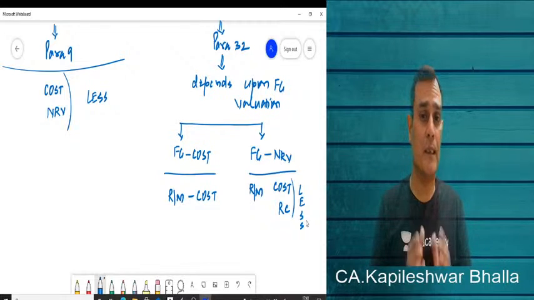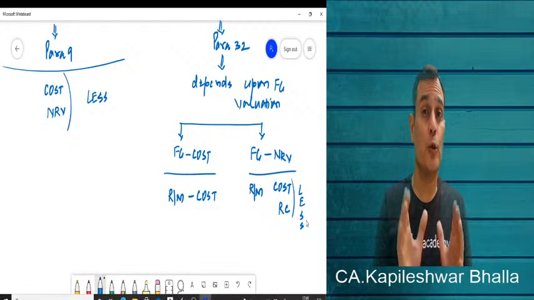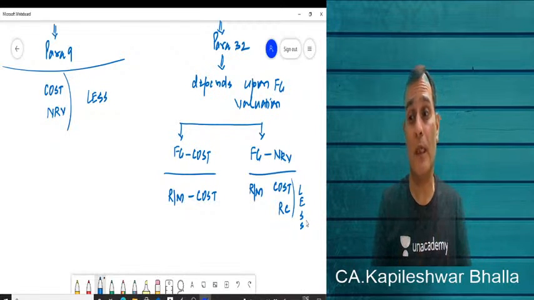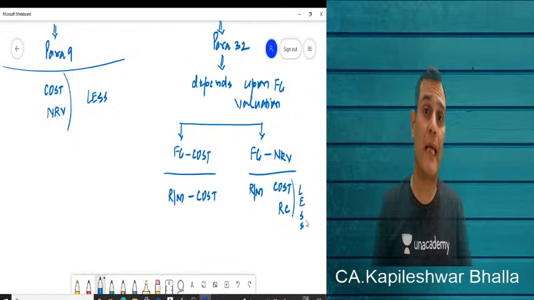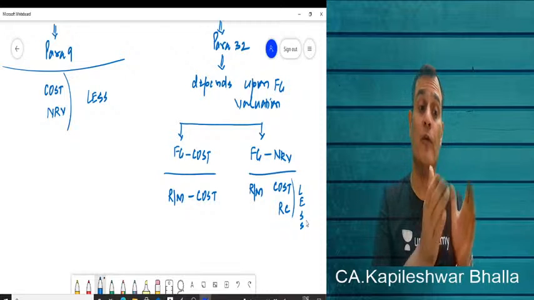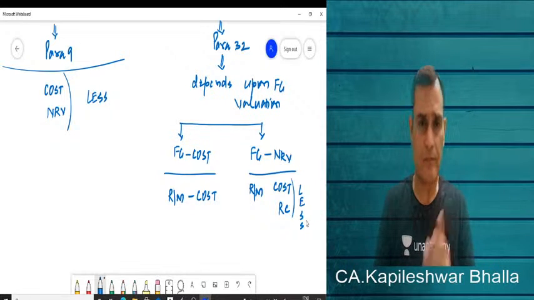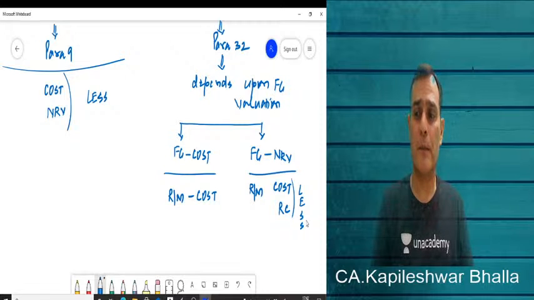Now, what is the interpretation of this particular para number 32? You should never measure the raw material first. Unless you have calculated the measurement of FG, you cannot measure the raw material. Since the measurement of raw material is dependent upon the measurement of FG, you will first measure the FG and then measure the raw material. So this is on the measurement principle.